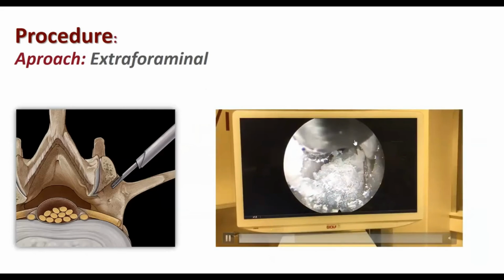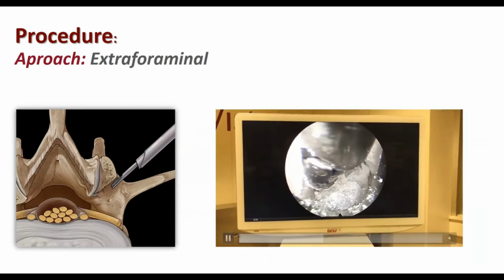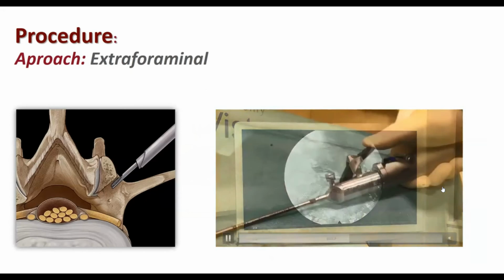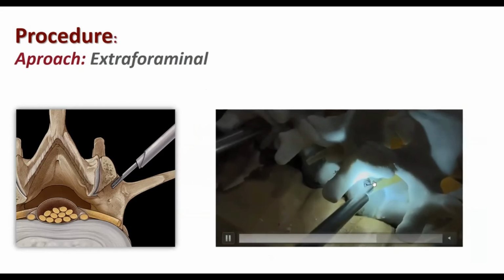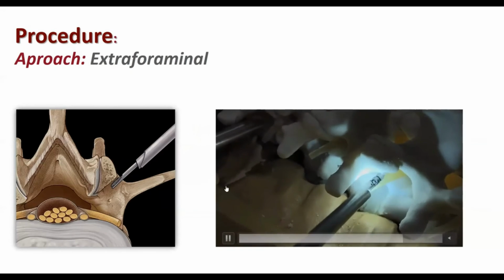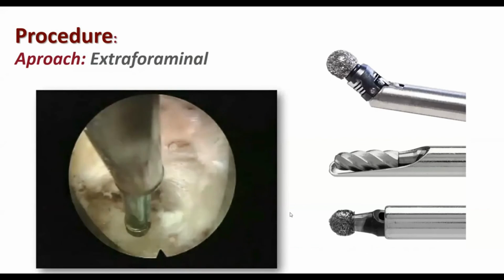When you press this button, the tip is deflected. You see the pedicle here, the standing facet, and at the same time with the cannula, we protect the exiting nerve root, and we do everything under our visual control, and you see you can expand your resection over the exiting nerve root. Now we are at the left side of the patient.